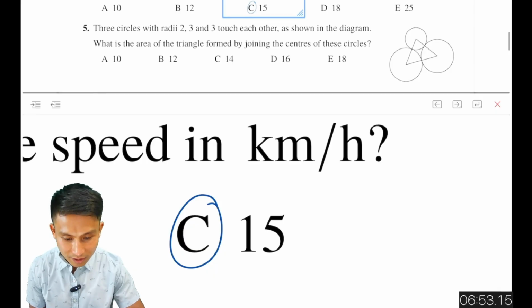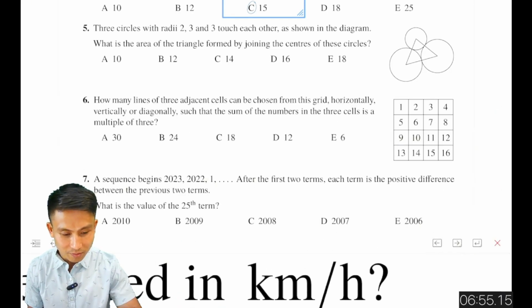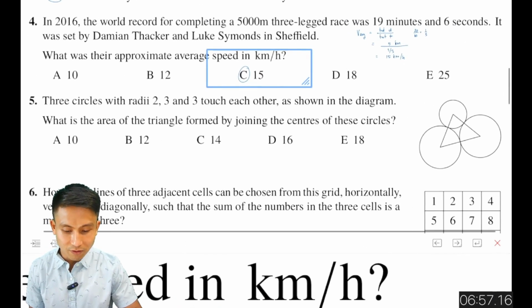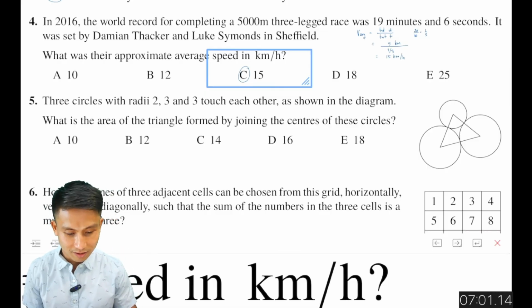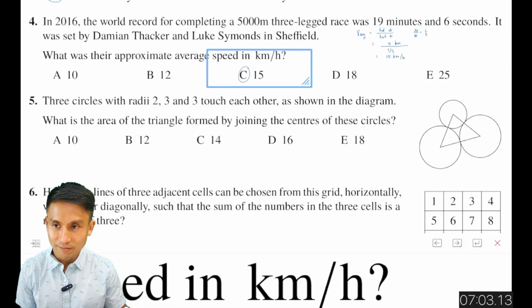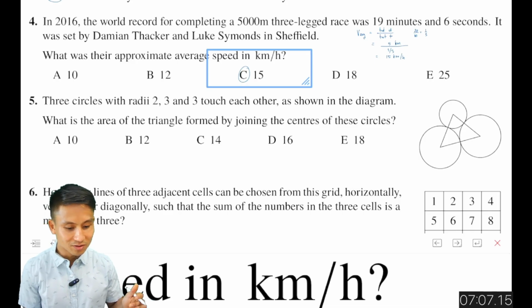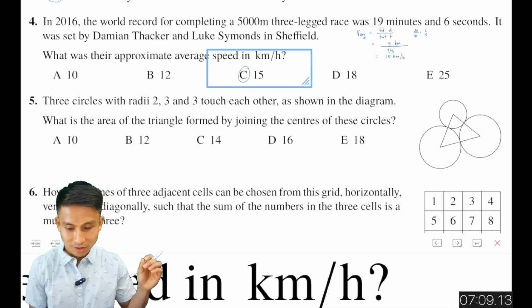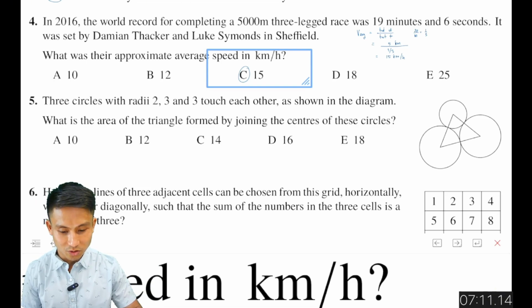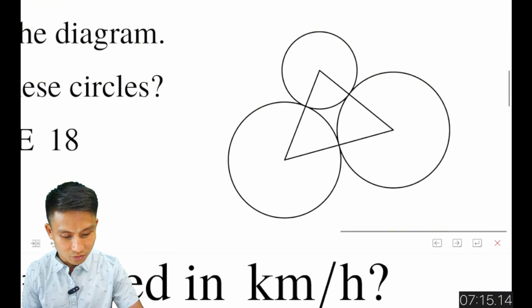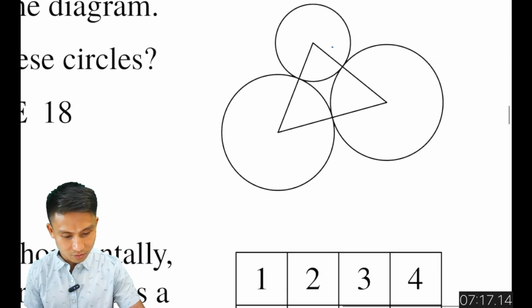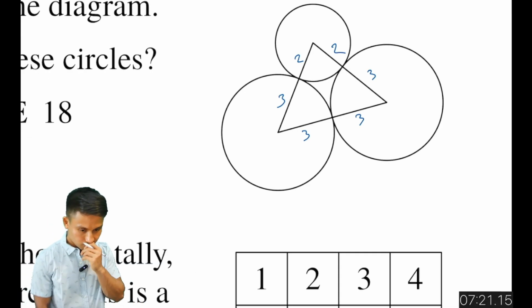Okay, this one I might need to do on the paper here. So question 5, 3 circles with radii 2, 3, 3 touch each other as shown in the diagram on the right here. What is the area of the triangle formed by joining the centers of the circles? The area. Okay, so radii 2, 3, 3. All right, so I'm just going to fill those in. 2 here, 2 here, 3 here, 3 here, and 3, 3. All right.